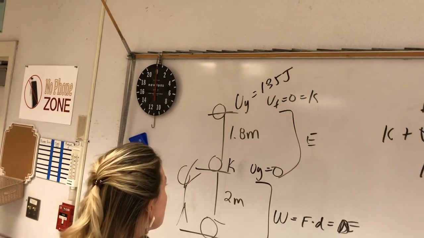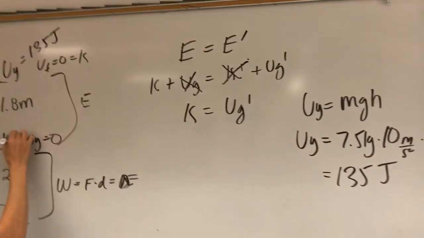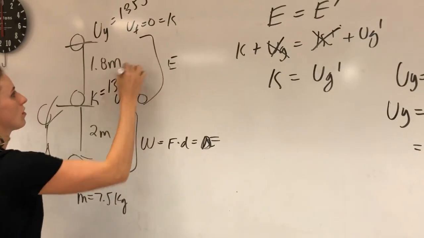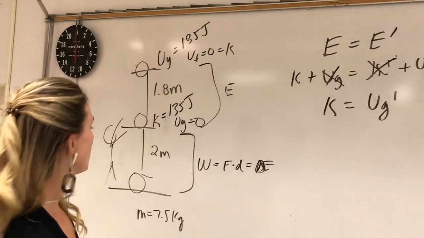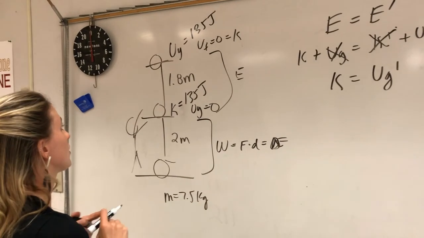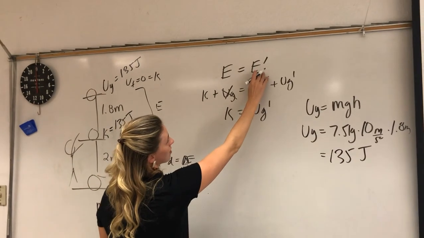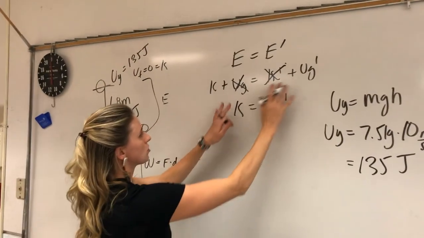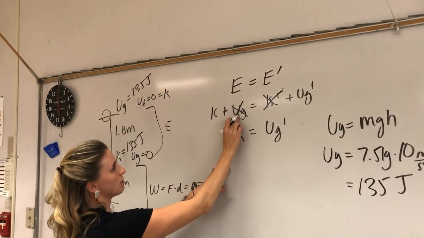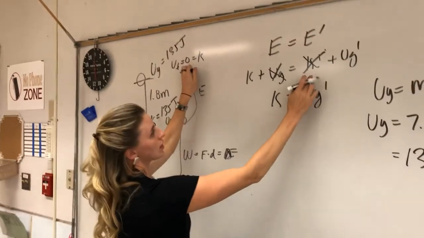So that means at the bottom we have 0 potential energy, and at the bottom our kinetic energy is going to be also 135 joules, according to the law of conservation of energy. Basically, we know that the energy at the beginning is the total energy at the end. We used our understanding that potential energy is 0 at the bottom and kinetic energy is 0 at the top to get this equation.